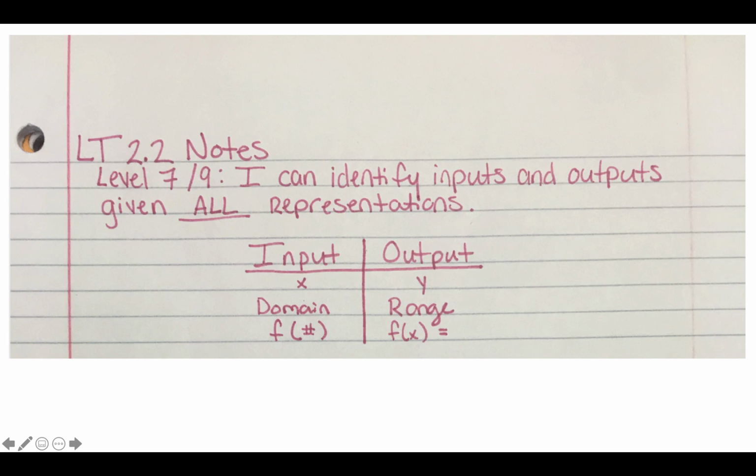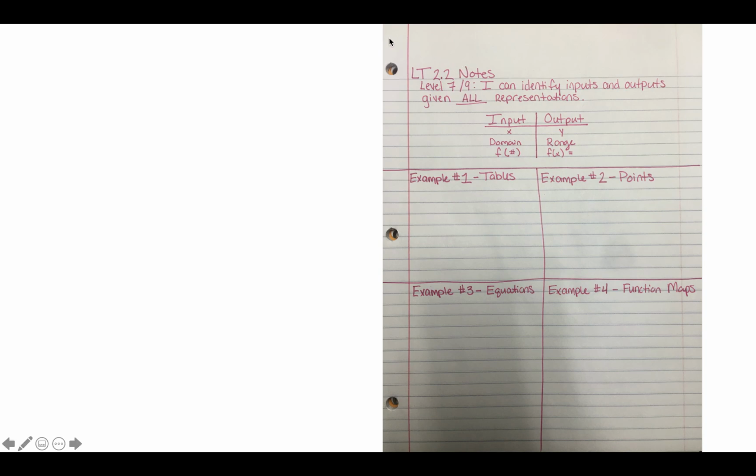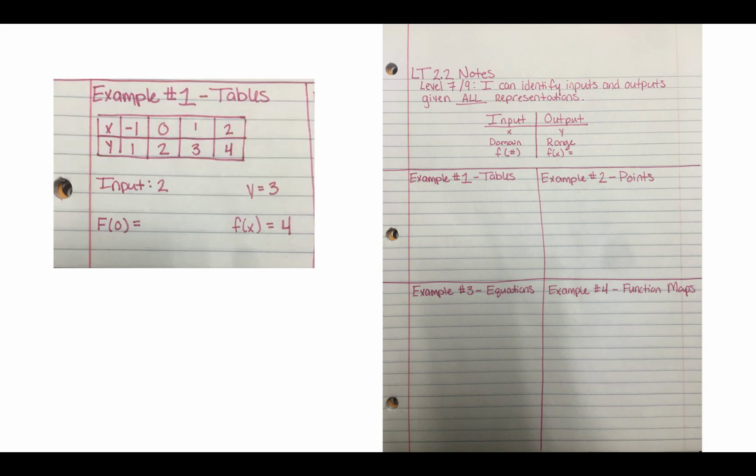So here's the rest of your note sheet for today. So this is the part that we've already done, this part up here. And then we're going to do 4 examples. We're going to do an example over tables, an example over points, an example over equations, and an example over function maps. And then here's the example that we're going to do for number 1. So feel free to set up your note sheet exactly like you see. And then go ahead and copy down this table. And then write down that we're going to figure out input of 2, f of 0 equals, if y equals 3, and if f of x equals 4. Go ahead and pause the video to make your notebook look like this.